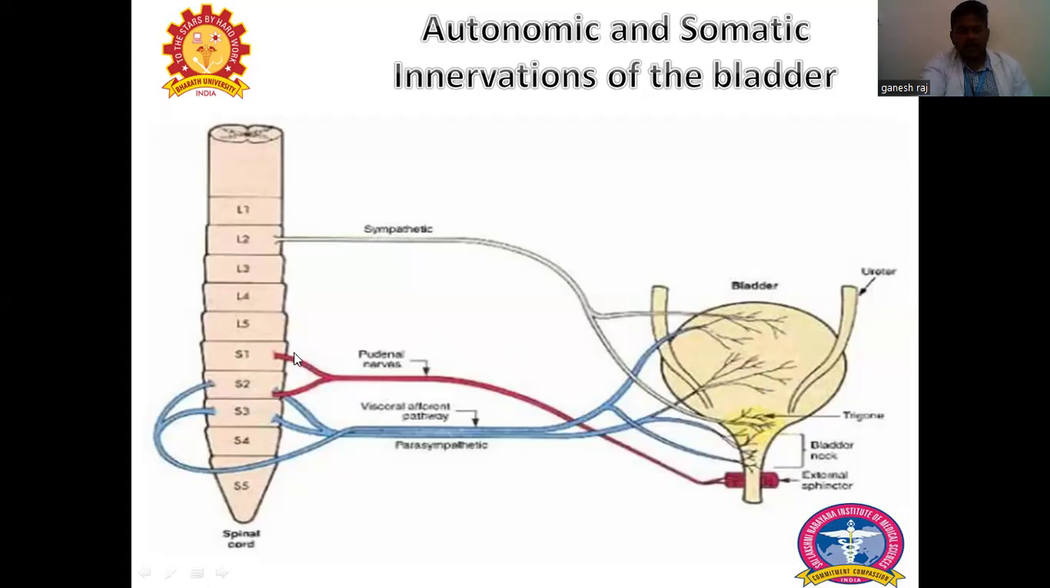Okay, and then somatic motor nerve, pudendal nerve, they are coming through S2, S3, S4 segment of the spinal cord, and they are supplying the external urethral sphincter. So this stimulation will close the sphincter, therefore urine cannot pass through the urethra.